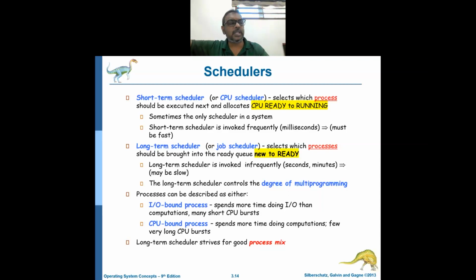A CPU bound process example is like antivirus. Because it's dealing with all the files. You scan this, and these are all CPU bound processes. Because it's not waiting for any input and output, it's immediately being processed. So a long-term scheduler strives for a good mix. What does that mean?